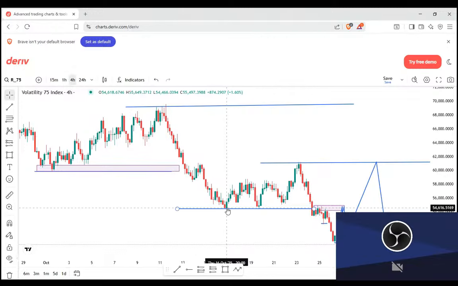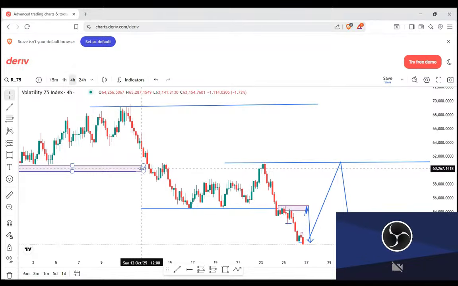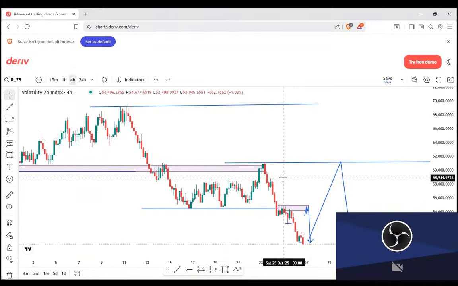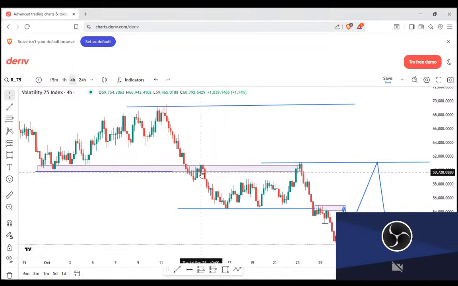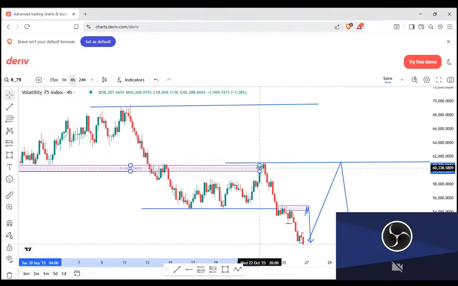Notice price tested it twice, one and two. That's why it is able to hold price rejections. And you notice price rejected here as well, one, two. That's why it is able to hold price. You notice price rejected one, and then the second time, this is the second rejection, two. That's why you need to be following the second confirmations.